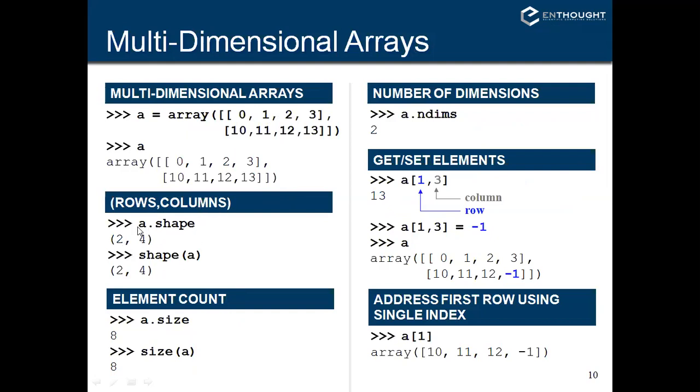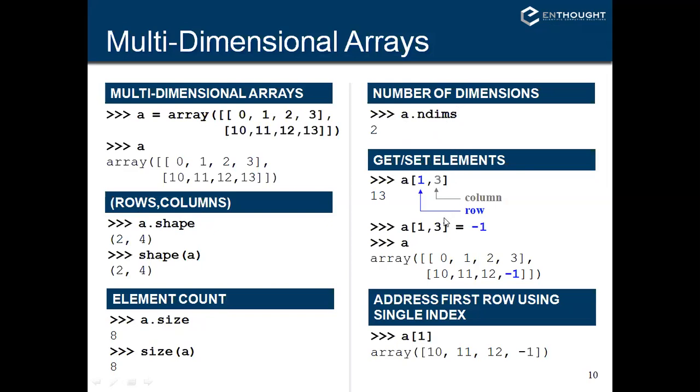So we can check this particular thing for any confusion with the help of shape, right? You can write it both ways, a dot shape or shape of a. To count how many elements there are, we always have size, a dot size or size of a. Then how many dimensions are there? So a dot n dimensions we can always check.